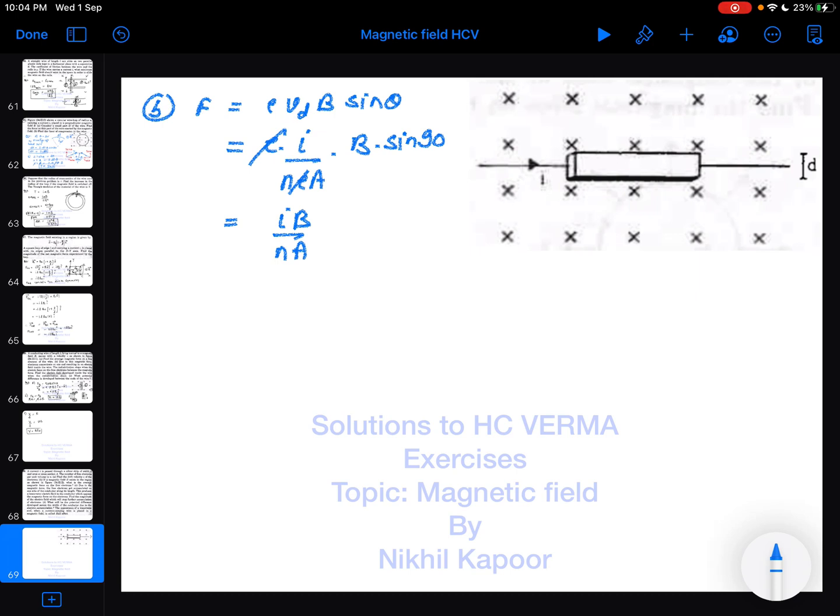nA. Now by Fleming's left hand rule we can also find the direction, or by the cross product you can also find the direction. So by using Fleming's left hand rule, forefinger, that is in the screen, middle finger gives the current which is toward right, the force will be acting in the upward direction. So the electrons are experiencing the force in the upward direction due to this magnetic field.